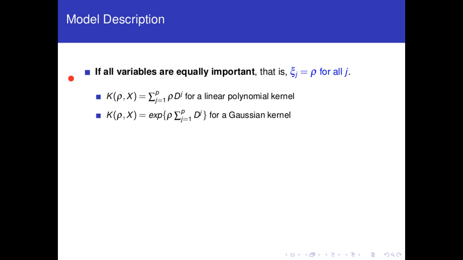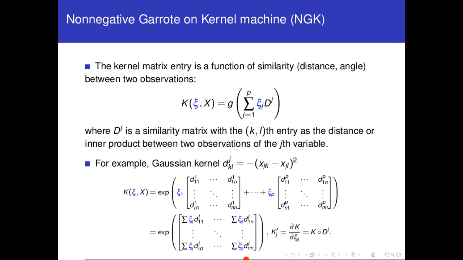So, if all variables are equally important, then they become low. However, variables are not equally important within the pathway. So the kernel matrix entry is a function of a similarity matrix. We want to do variable selection through this xi.